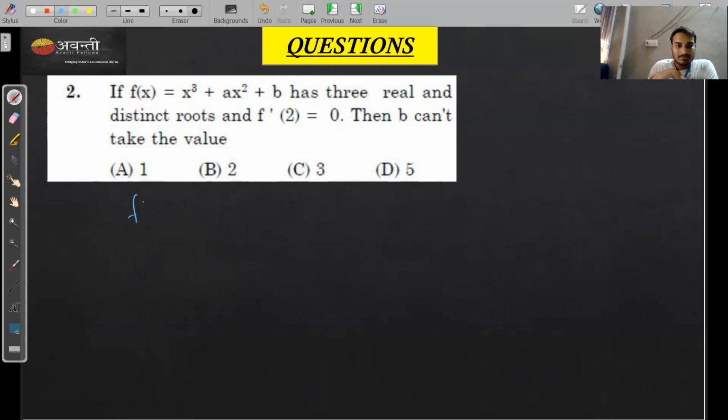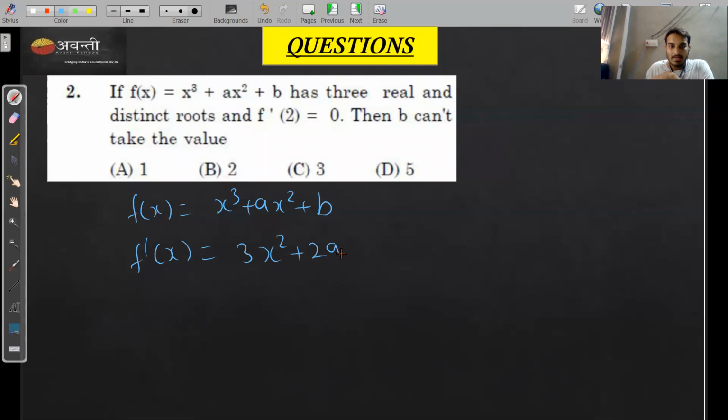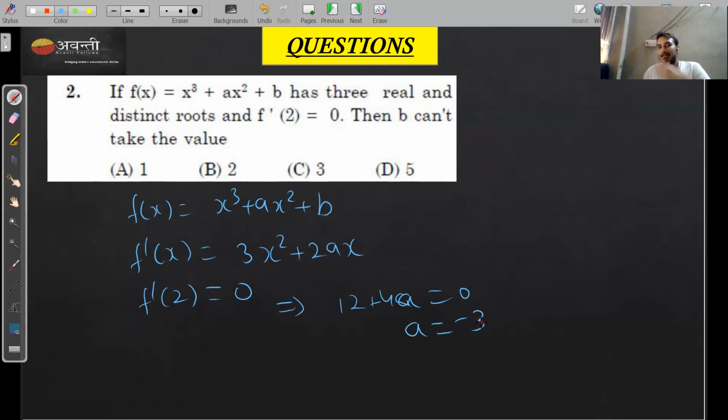So f of x is x cube plus ax square plus b. Yes or no? So f dash x, find. What is f dash x? 3x square plus 2ax. Yes or no? One thing is given, f dash 2 is 0. It implies 12 plus 4a equal to 0. So a is minus 3, right? A is minus 3. Yes or no?